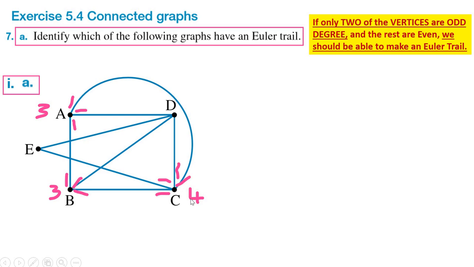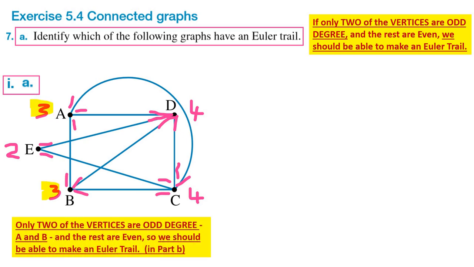There's 1, 2, 3, plus the curvy one makes 4, so it's degree 4. D also has 4 lines connecting to it, so it's 4. And E has 2. So when we look at all those vertices, all 5 of them, we've got a 2, a 3, a 4, a 4, and a 3. So we do have exactly 2 odd numbered ones, because all the rest are even. So we should be able to make an Euler trail for that particular network.